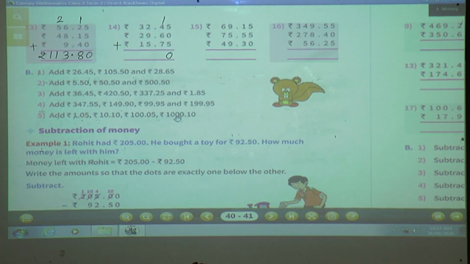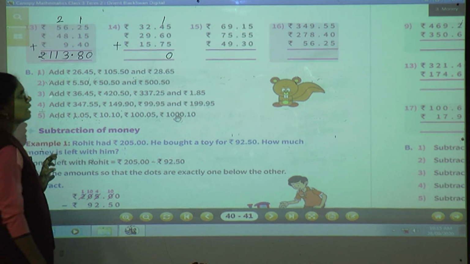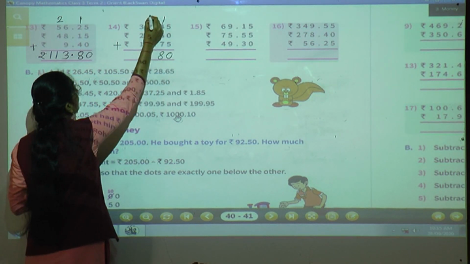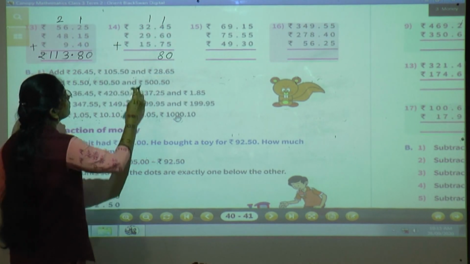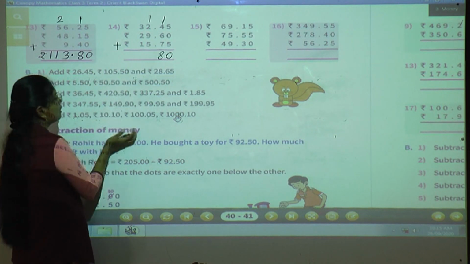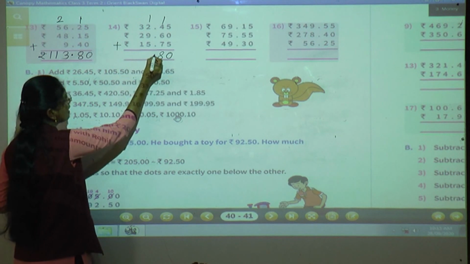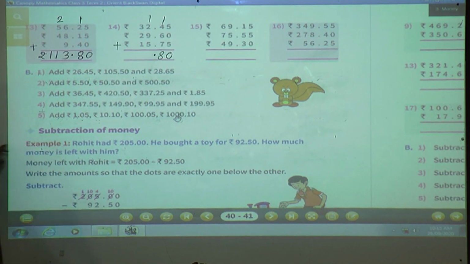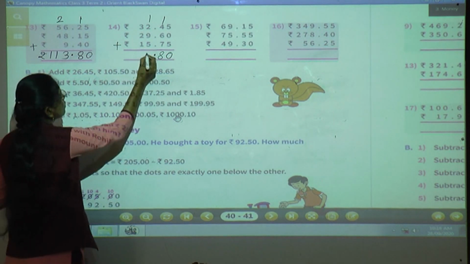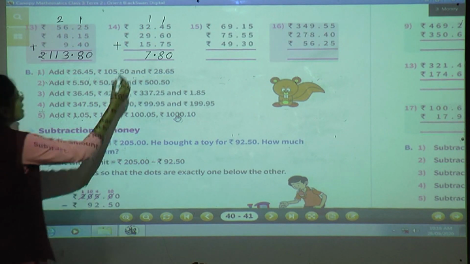Then 1 plus 4, 5. 5 plus 6, 11. 11 plus 7, 18. So what you will write here? 8 and 1 as a carry. Now before we move to the next place, we will give a dot. See here, dots are there one below the other. So in the answer also we have to give a dot. Then see the next place, 1 plus 2, 3. 3 plus 9, 12. 12 plus 5, 17. So here we will write 7 and 1 as a carry.